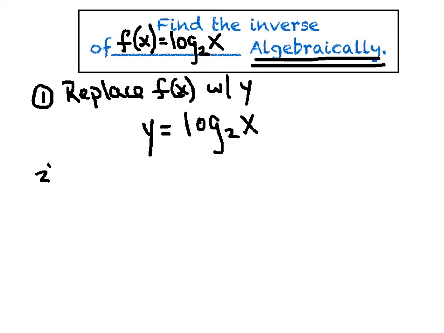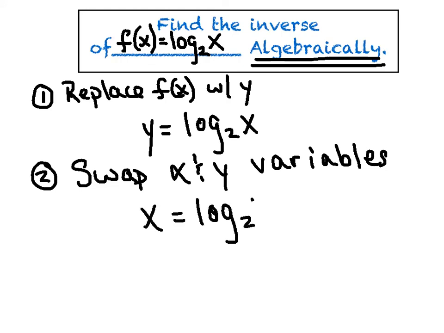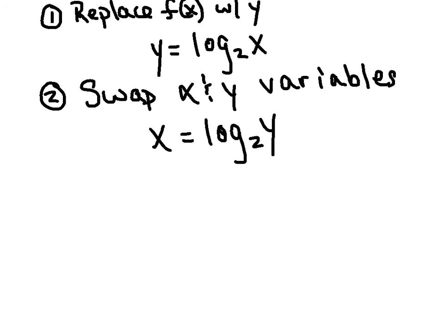Now the second step is the key. We're going to swap the x and y variables, and that's the essence of an inverse. We're now going to say that x is equivalent to log base 2 of y, and this truly is the inverse right here. However, what we don't like about that is the fact that the y is not by itself.